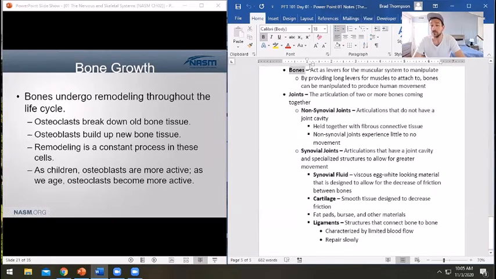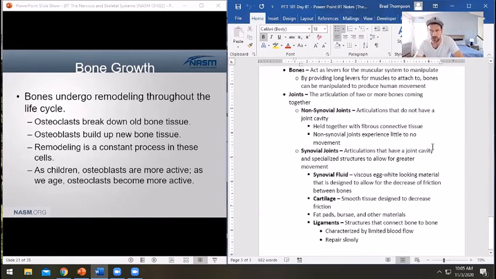Your bones are acting as levers, like I said, in order for your muscular system to be able to manipulate and move things around. They provide these big long levers, muscles attach to those levers, and when a muscle shortens, it moves that lever around, and that produces human movement. It wouldn't be able to move any of that around without joints. Joints are the articulation of two or more bones coming together, right? When two bones meet, that allows them to be manipulated. This space in between them is your joint.